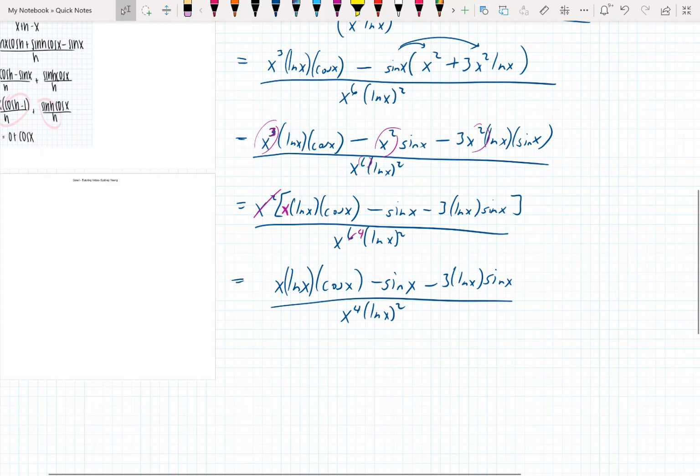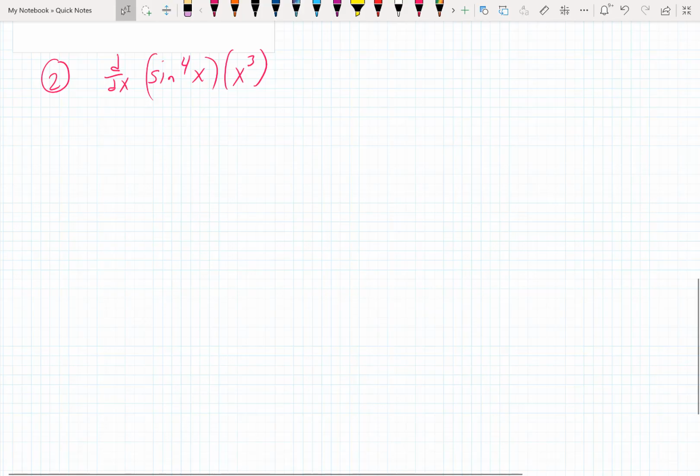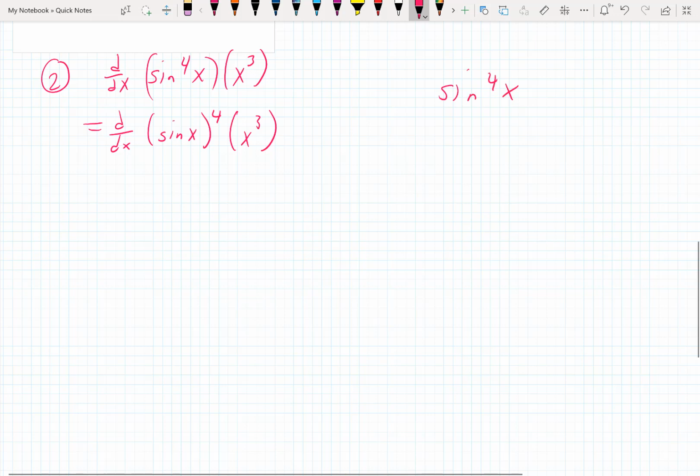So let's see what we've got for the next one. The trick to this one is realizing that when you have sine to the 4th of x, that's notation that means sine of x to the 4th. The reason we write it like that, sine to the 4th of x, is to distinguish this, which is what we mean, from this, which is not what we mean. If you just had the sine of x to the 4th, it's a little confusing which one we're talking about. So that's why we write it there, and that's defined to be this one.